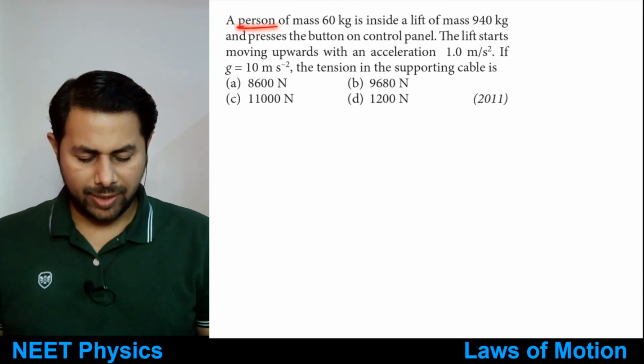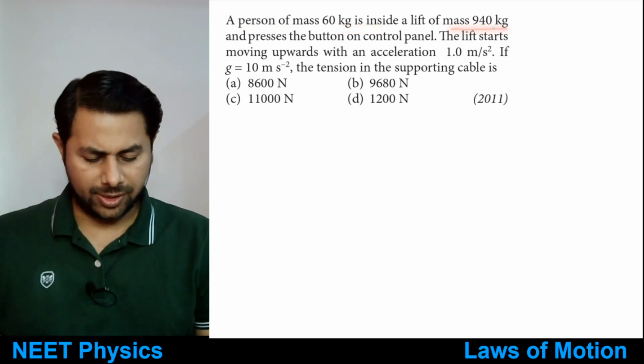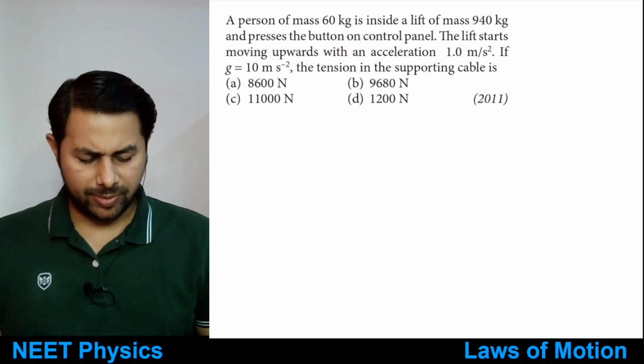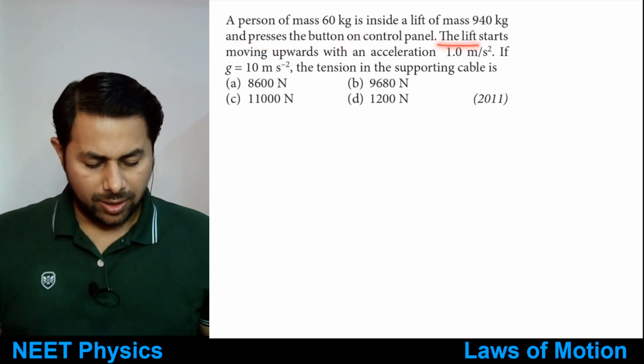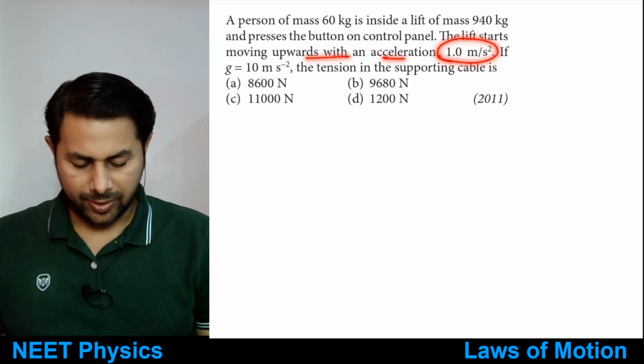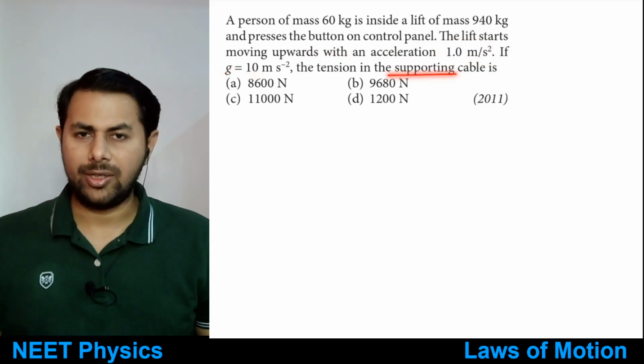A person of mass 60 kg is inside a lift of mass 940 kg and presses the button on the control panel. So there is some control panel inside the lift. The lift starts moving upwards with acceleration 1 meter per second square. If g is equal to 10 meters per second square, the tension in the supporting cable is.